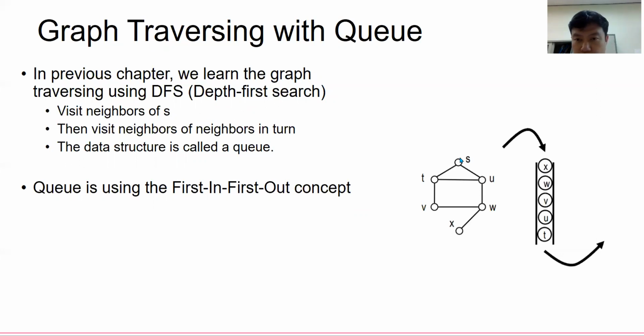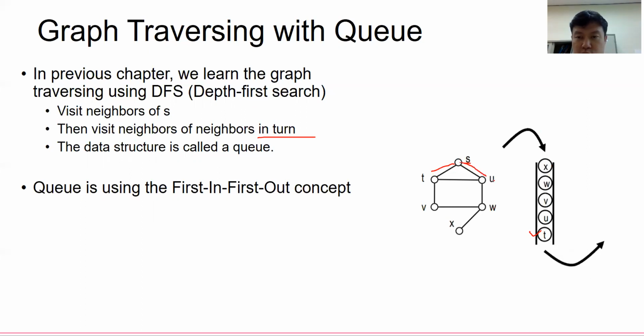So we want to visit the nodes starting from S to all the nodes. You can see, if it is about the queue, we visit the neighbors of S. This neighbor of S is T. So we will choose T and then go to the queue. And then visit neighbors of the neighbor in turn. So we have the neighbors of the neighbor here.